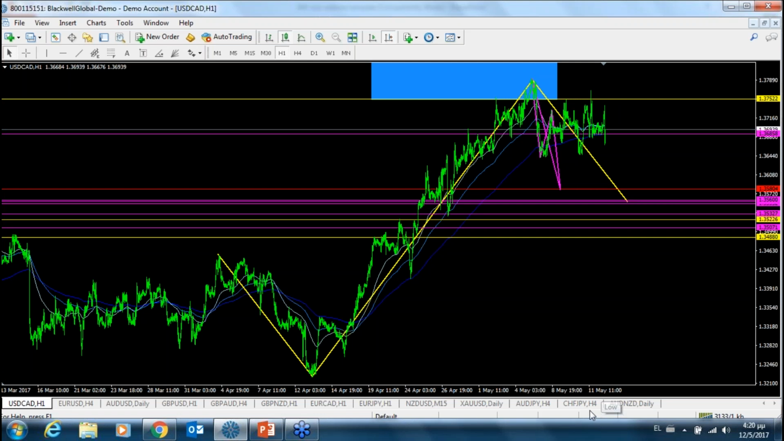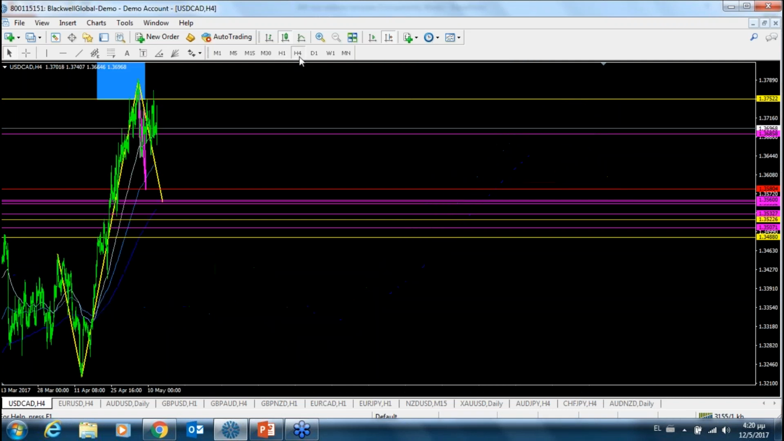So, in other words, I'm looking at a downward or bearish potential trading idea, a trade signal based on a bearish move for the USD CAD.